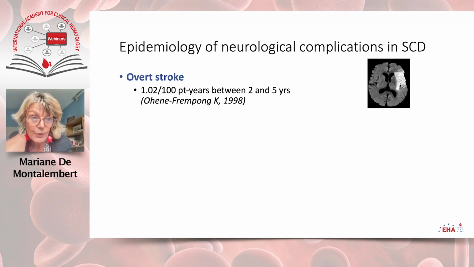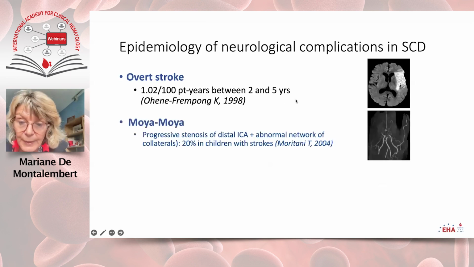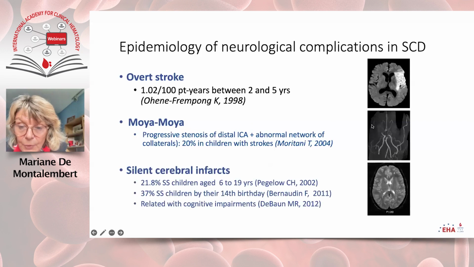Third cause for death, stroke. There are, as you can see, overt strokes, with a maximum of occurrence between 2 and 5 years of age. Moyamoya, it's not easy to see, but there is a stenosis of the internal carotid artery, and you have the creation of a network of fragile vessels which can disrupt, and there is a hemorrhage.